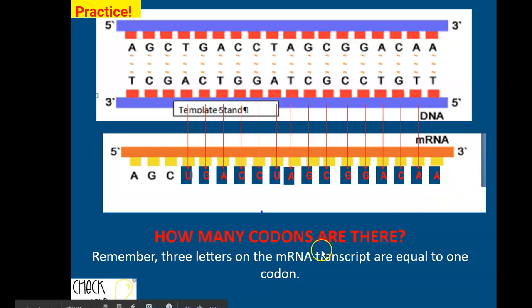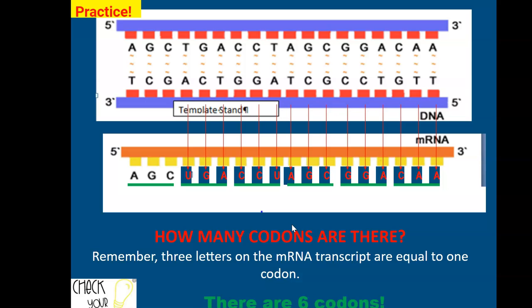So how many codons are in this mRNA transcript is the question. Remember, 3 letters on the mRNA transcript are equal to 1 codon. So pause the video and count how many codons there would be. And then I'll show you the answer, okay? So we've got 1, 2, 3, 4, 5, 6. So if you said there are 6 codons, you are absolutely right.